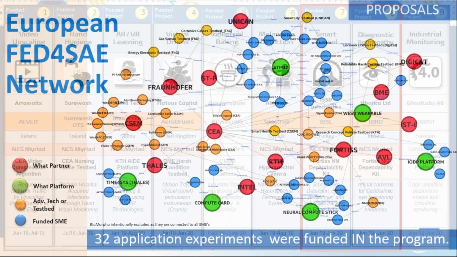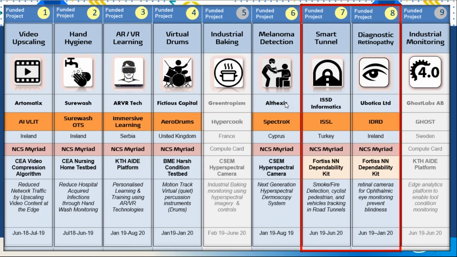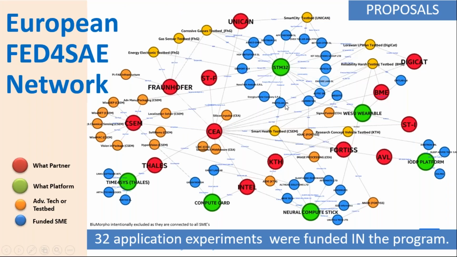Okay, so the next slide shows the network that is created as a result of all of these engagements. You can see we have platform providers, advanced technologies and test beds, and we have the SMEs. And you can see there's a cluster of SMEs and their projects around the STM32 platform, and you'll hear about that in the next webinar. And you'll hear in this one about the neural compute stick and the compute card. And you can see on the bottom side of the slide, I don't know if you can see my mouse pointer, that there are 7 or 8 application experiments on the neural compute stick.